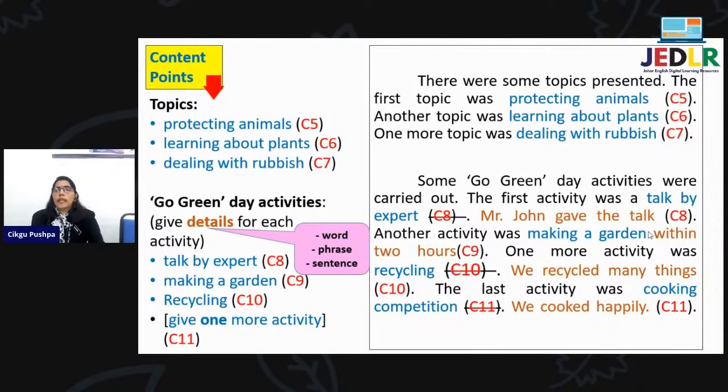Another activity was making a garden within 2 hours. So making a garden is the content point, whereas within 2 hours is the detail. So you can bring in the detail together with the content point to make the sentence meaningful. So you'll get C9. One more activity was recycling. We recycled many things. Just write simple sentences as the details. The last activity was cooking competition. We cooked happily. Just write simple sentences in order to support the content points.